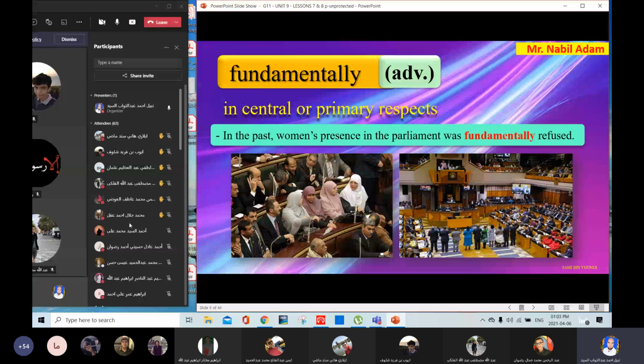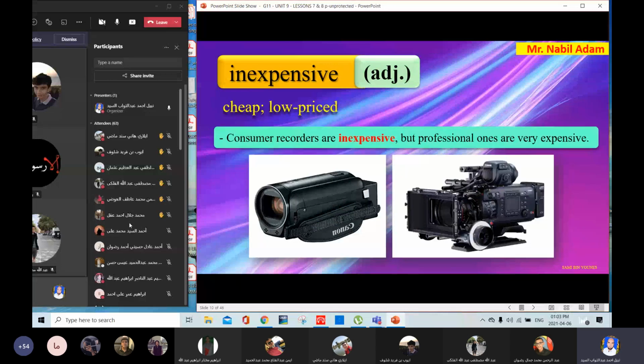Inexpensive, cheap, low priced. So inexpensive means cheap. The opposite of expensive, inexpensive. We put the prefix in before expensive: inexpensive. Consumer recorders or cameras are inexpensive, but professional ones are very expensive. Here we are comparing these two cameras, expensive, inexpensive.